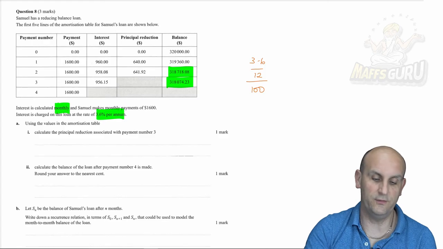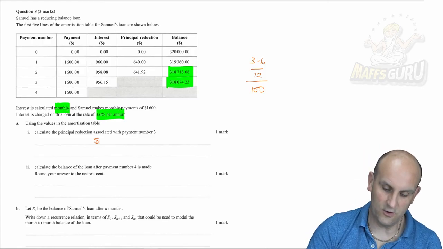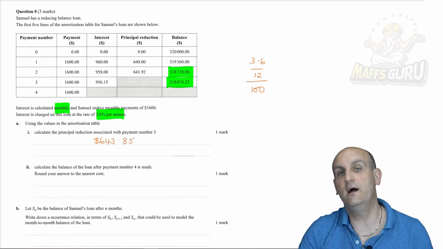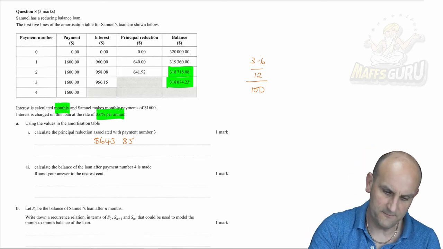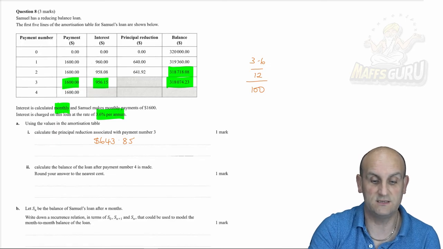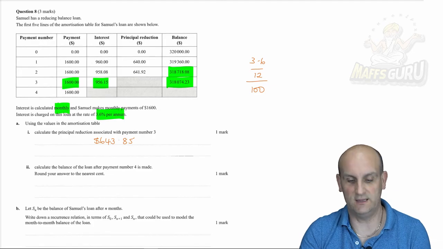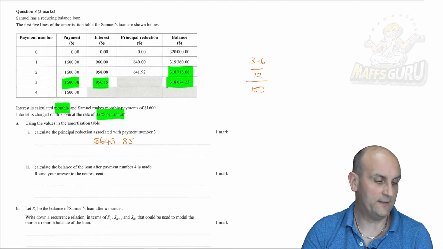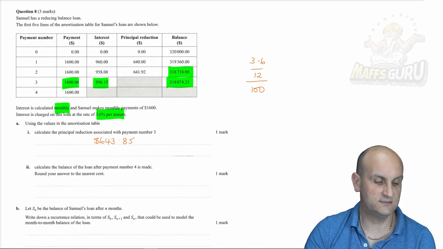If you just do those two values there, subtracted from each other, you get the correct answer of $643.85. Yeah, I did it the really long way and basically did this value here, subtract that value there, which works, gives you the same answer, but probably principal reduction would have made much more sense by taking away the principals.